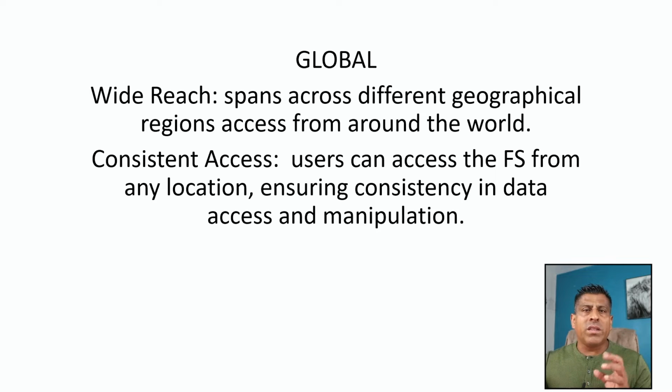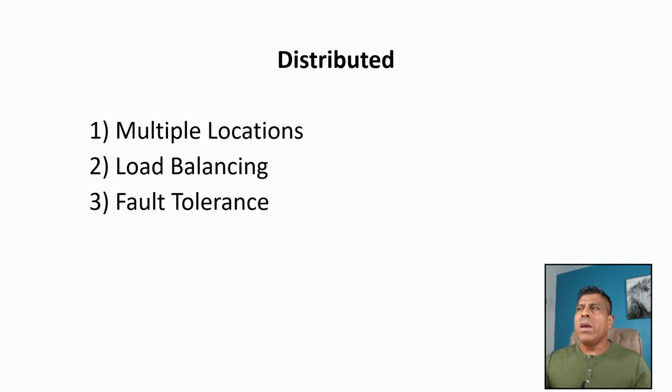So what does it mean to be a global distributed file system? Global means that it has a wide reach. It spans across different geographical regions, pretty much access from around the world. It gives you consistent access, which means that users can access the file system from any location, ensuring consistency in data access and manipulation. What does it mean to be distributed? It means that it's in multiple locations, that it gives you load balancing, it gives you fault tolerance.